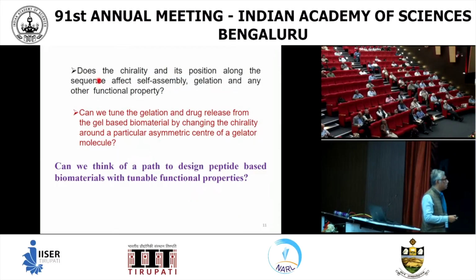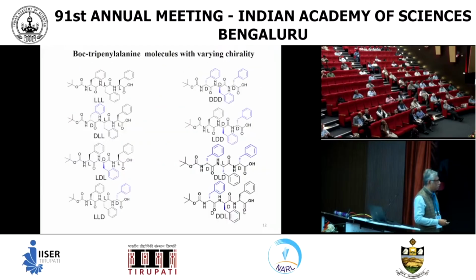So I'm asking the question: does chirality and its position along the sequence affect self-assembly, gelation, or any other functional property? Can you tune the gelation and the drug release of gel-based biomaterials by changing the chirality around a particular asymmetric center of a gelator molecule? And in this way, to summarize, can we think of a path to design peptide-based biomaterials with tunable functional properties?